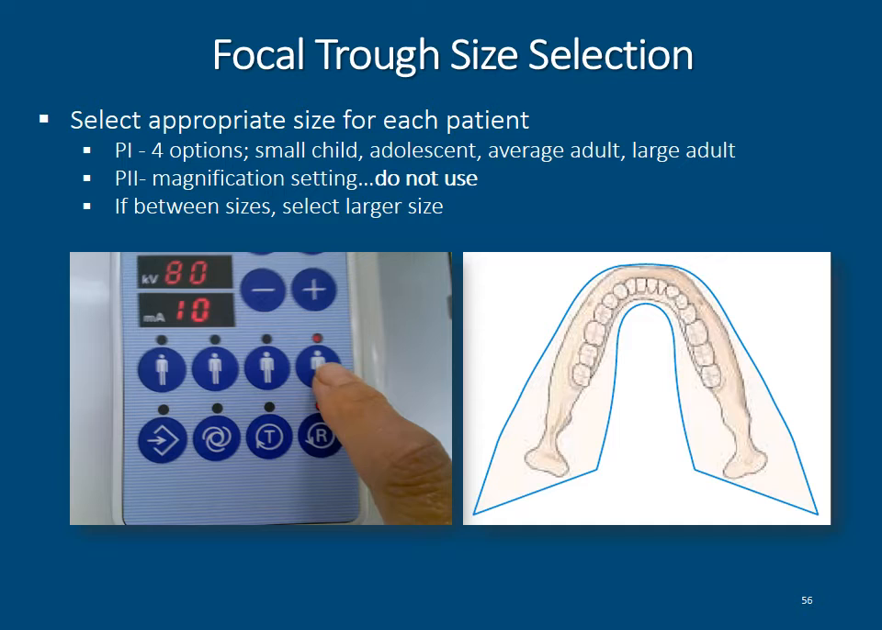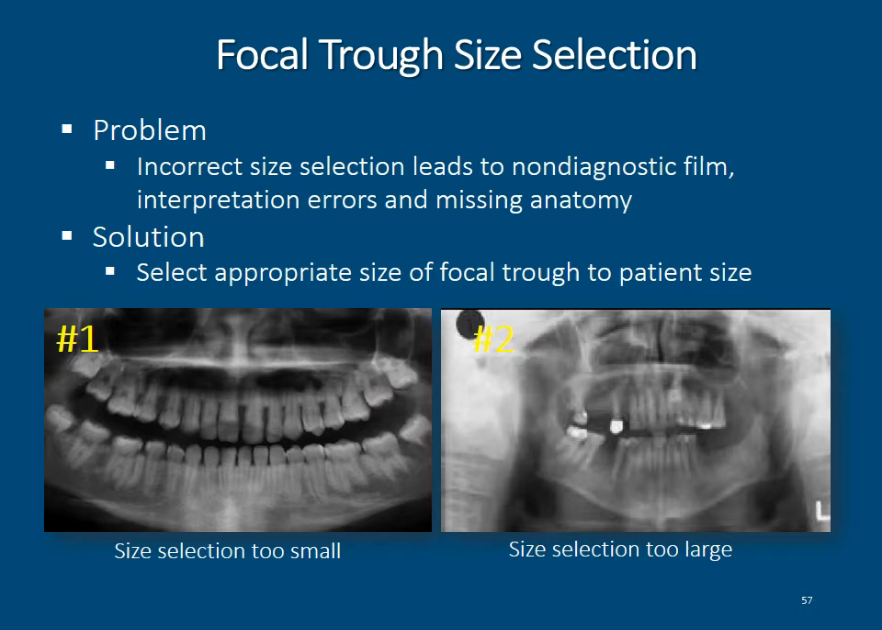Make sure to select the proper focal trough. We have 4 size selections. With the film pano machine, you select P1. The image is set for the digital pano, and the instructions for the digital pano machine are in the room. The sizes are for a small child, an adolescent, a young adult, and a large adult.